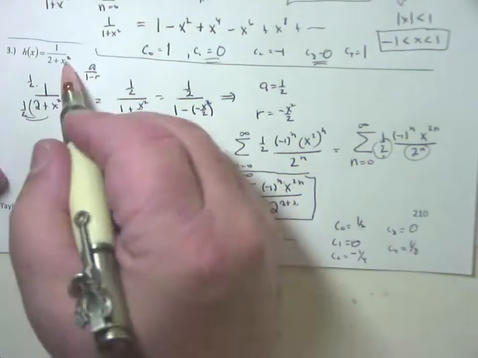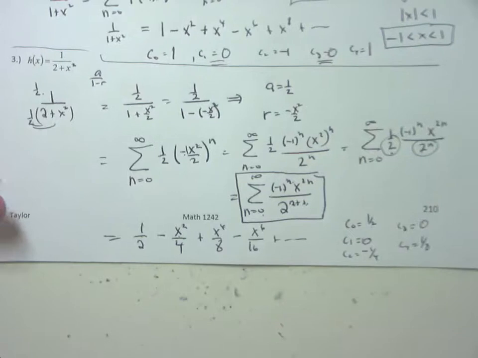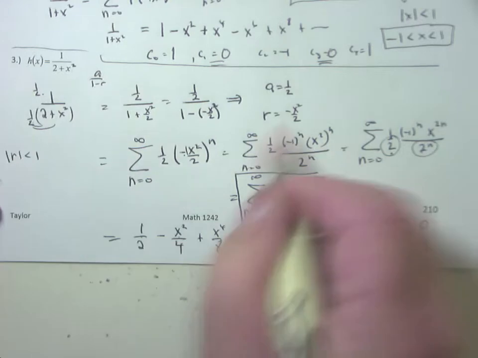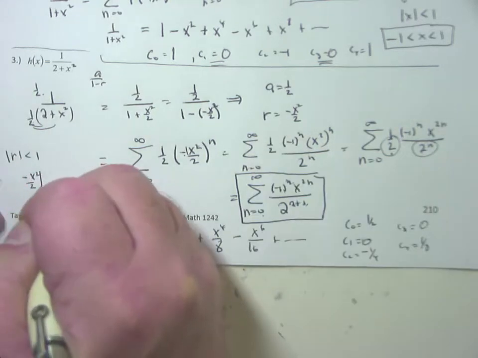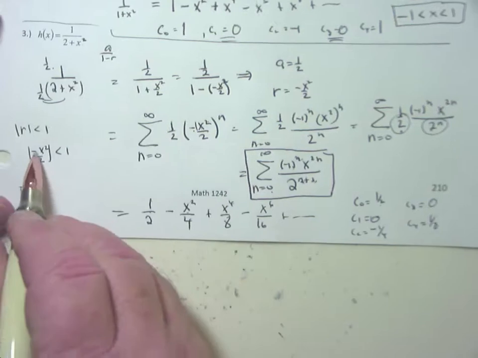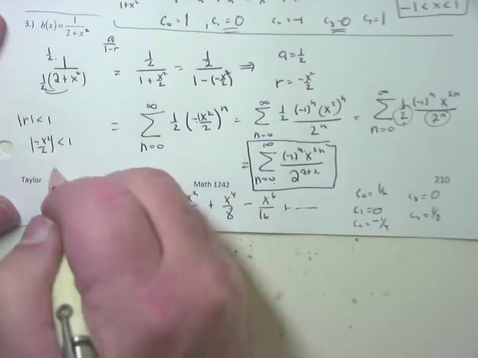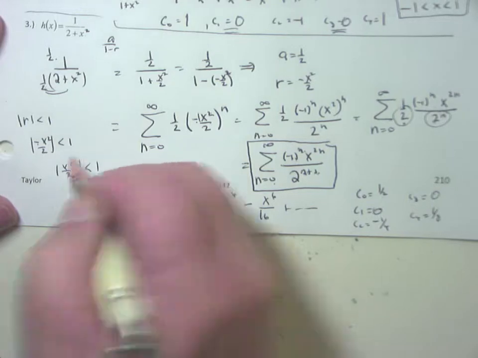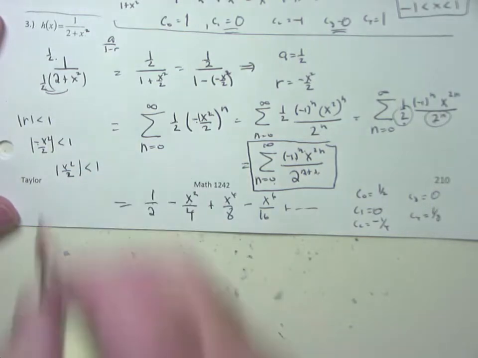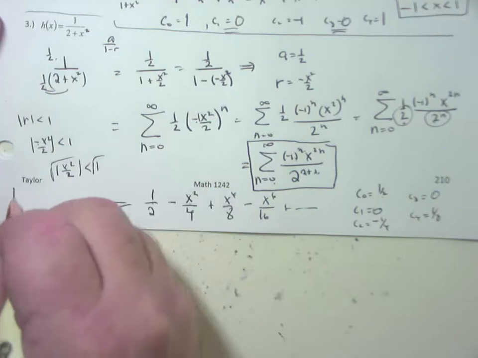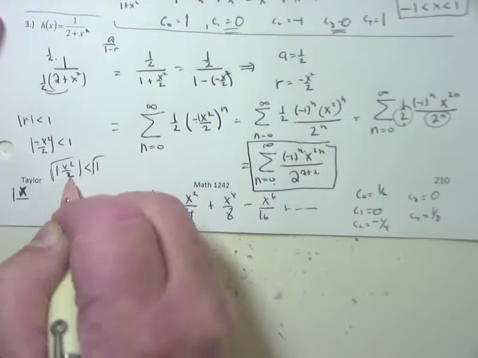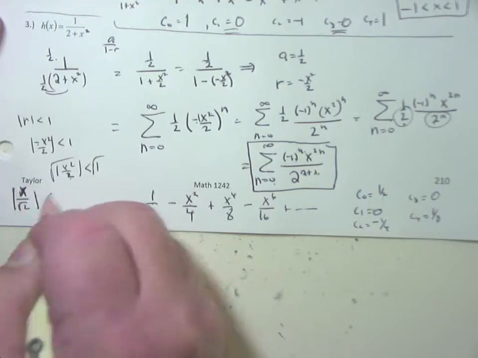Now that there's an x squared on this thing, because I just changed it, what is the interval of convergence going to be? The absolute value of r has to be less than 1. Your r is negative x squared over 2. Absolute value kills off the negative, so this is x squared over 2 is less than 1. But you've got to kill off the square before you do your double-sided inequality. So you take the square root of both sides. That gives the absolute value of x divided by the square root of 2. It's got to be less than 1.